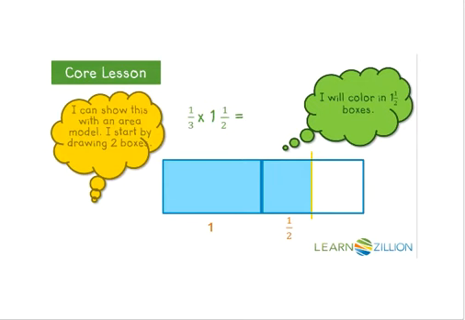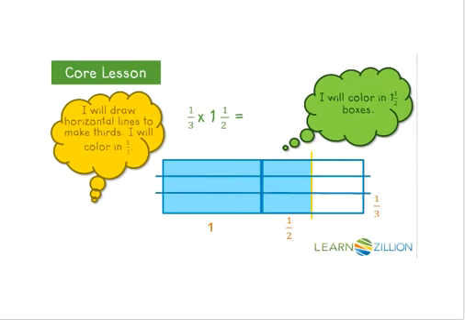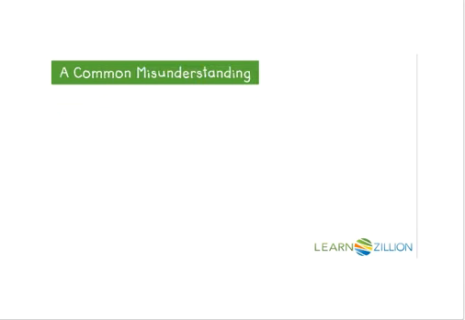For my next part, I'm going to focus on the 1/3 and I'm going to make horizontal lines. I'm going to draw horizontal lines to make the thirds. And I'm going to color in 1/3. So there's my thirds, and I've shaded in 1/3. There are 2 pieces where the lines overlap, 1/3 and 1/6. We could also rewrite 1/3 as 2/6, which means I have 2/6 plus 1/6. Well, that's 3/6, which is 1/2.